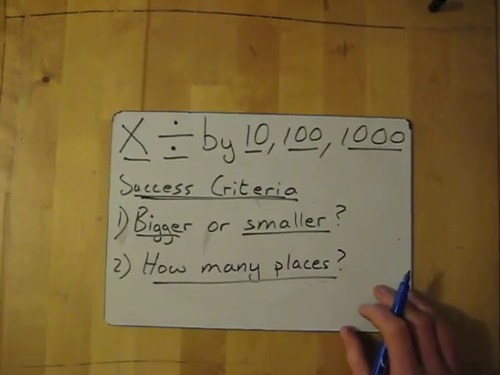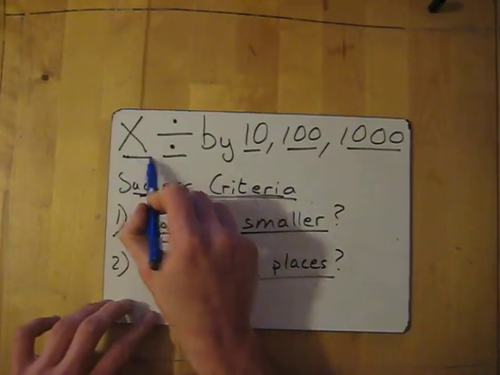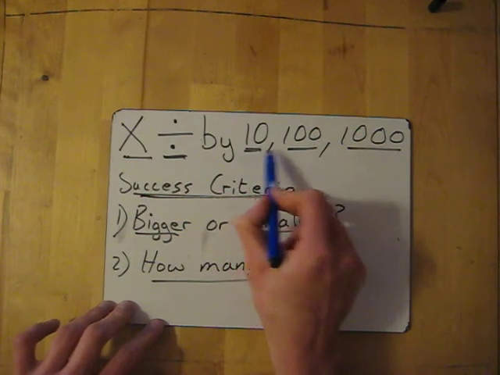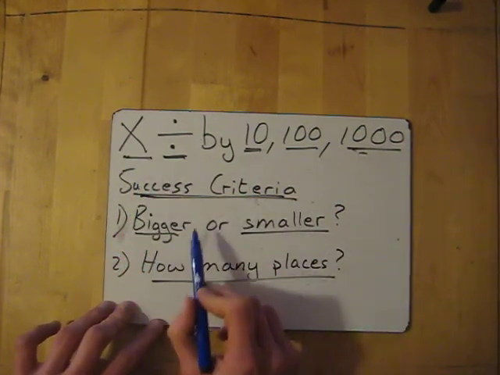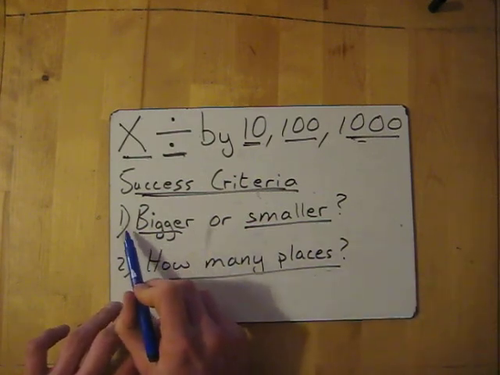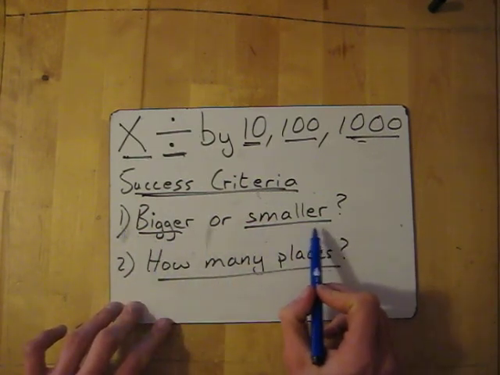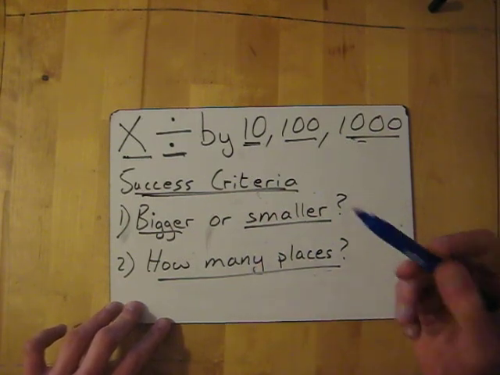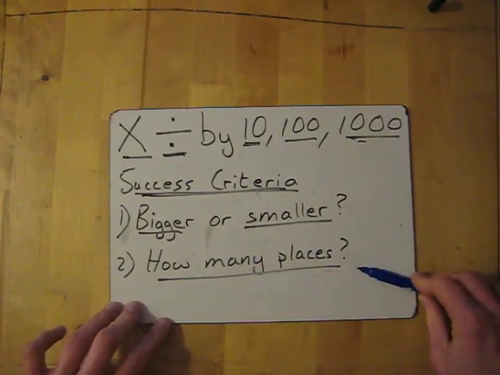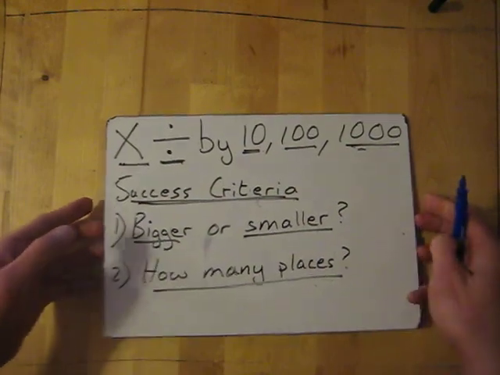Right, so this is a video related to multiplying and dividing by 10, 100 and 1000. So success criteria for this is dead simple. It's two questions. One, bigger or smaller? Two, how many places? And I'll show you how this relates. So number one, bigger or smaller, and number two, by how many places? And we'll look at a couple of questions and see how it goes.